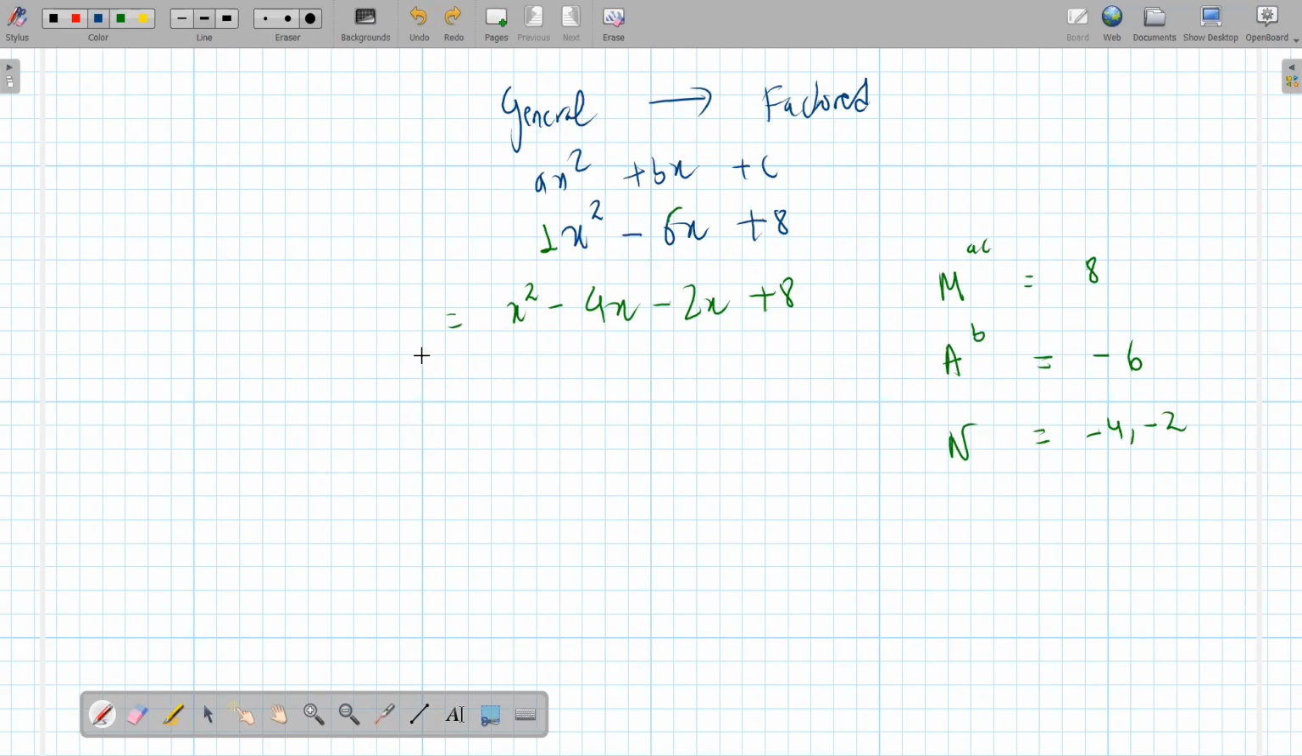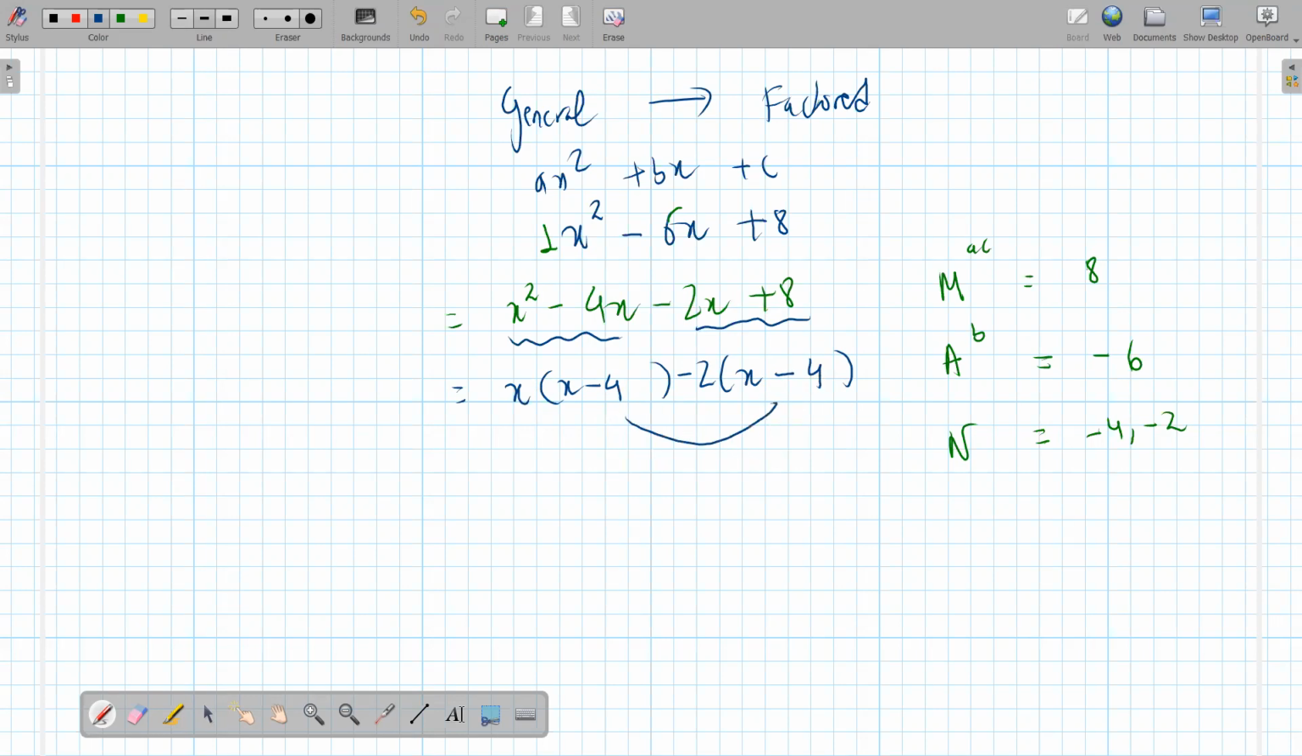Now the next step, we're going to factor two terms at a time, okay? So let's look at the first two terms. What can we pull out? They both have something in common. We can pull out an x. What's left in the bracket? You're going to have x minus 4. Correct. Now let's look at the next two terms. What can we pull out? You can pull out negative 2. Negative 2. Yeah, and what's in the bracket? It's going to be x minus 4.